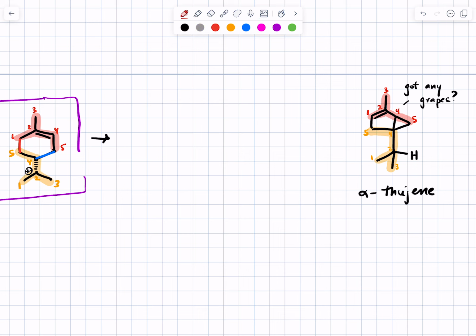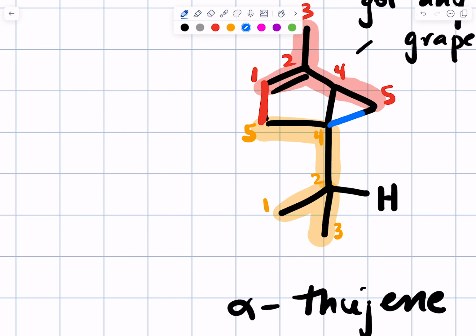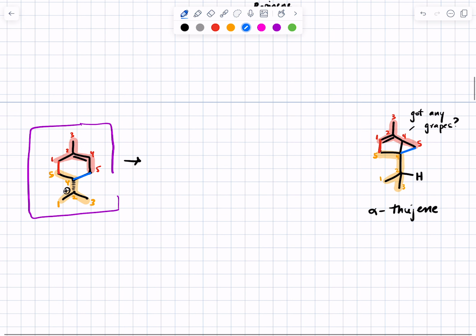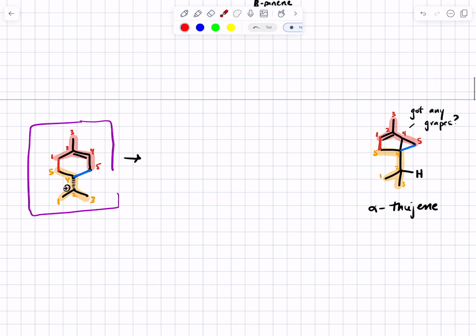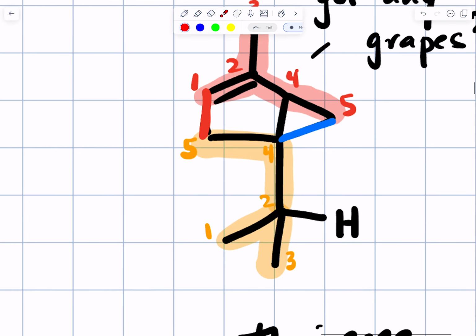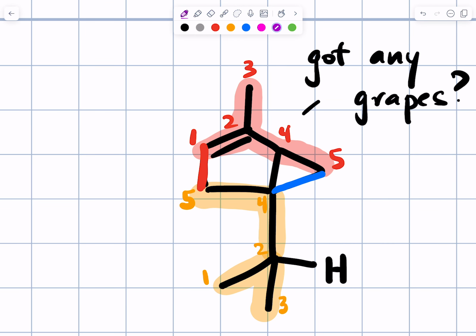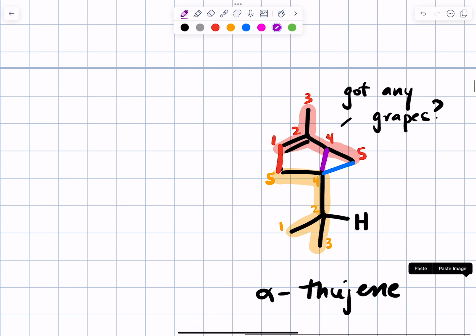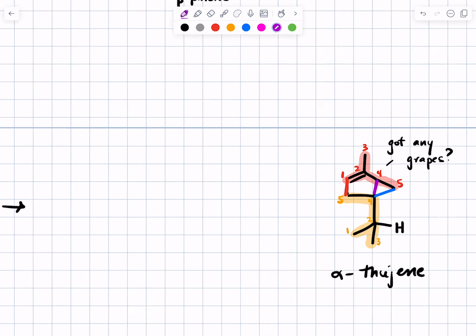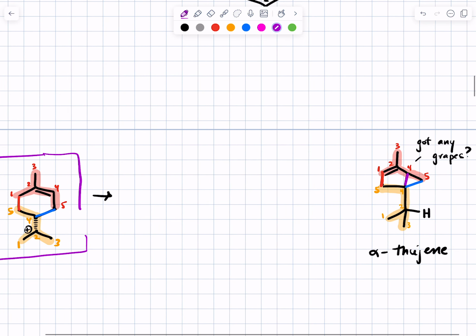So always the bonds between 5 of one isoprene unit and 1 of another were present in the linear precursor. Then we have this blue bond between gold 4 and red 5 that was also present in the carbocation. That means the only one we have to explain is this one between gold 4 and red 4. Okay? Now, let's come up with a mechanistic hypothesis.